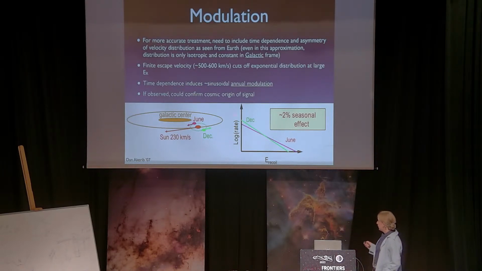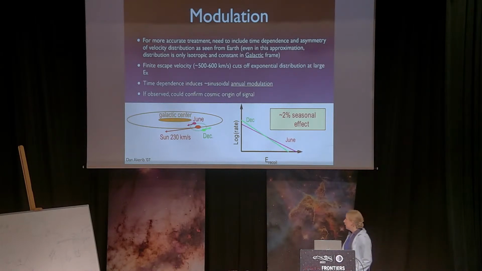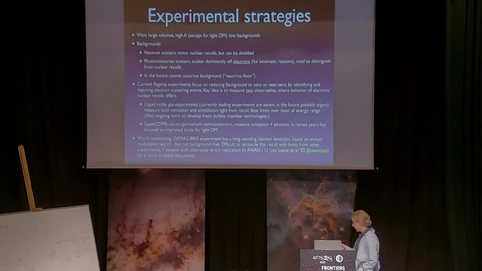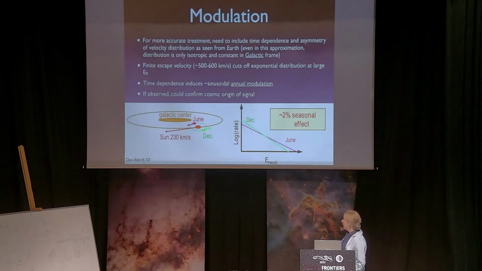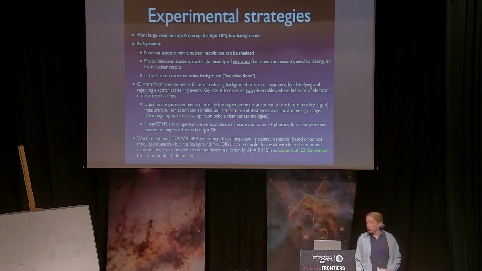So if we were to look at the log of the rate as a function of the recoil energy, you expect the slope to tilt a little bit at different times of the year, and we can look for that as a modulation signal. That would be a cross-check on a possible signal that we saw, or it could be treated just as an independent search. Okay, so that's the basics of how direct detection works.